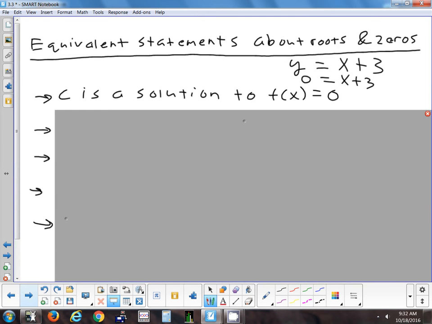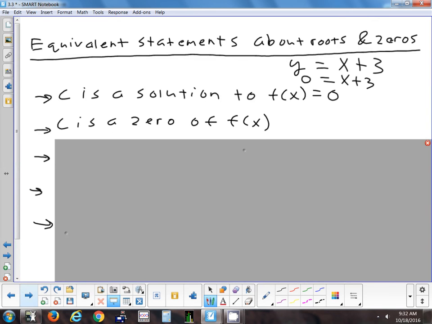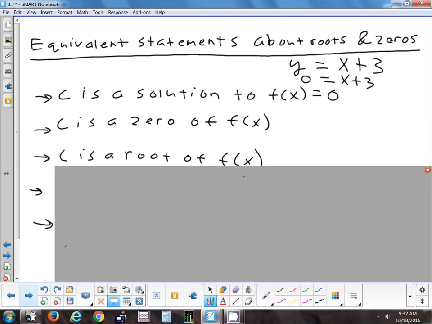What would be the solution to this equation? 0 equals x plus 3. -3. Okay, so as I go through these, I'll use that as my example. -3 is a solution to that equation. That also means that -3 is a 0 of that function. It's the same thing. It's also the same thing as saying -3 is a root of the function. All these things mean the same thing.